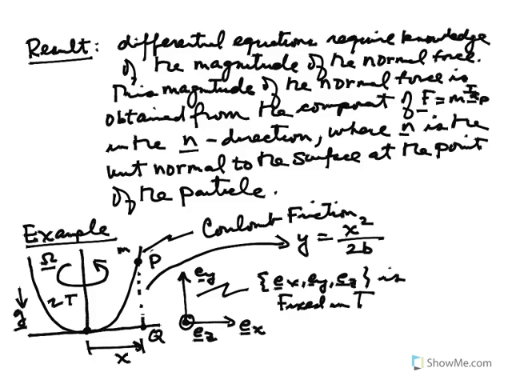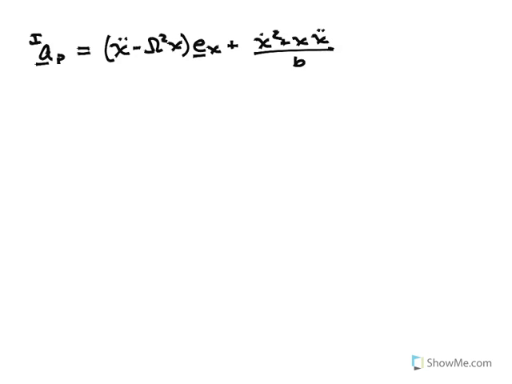So the acceleration, just so that we have it, not that we're really going to use it, of the particle as viewed by an observer in the inertial frame, where the inertial frame was the frame relative to which the parabola rotated, is equal to (x double dot minus omega squared x) times Ex plus ((x dot squared plus x double dot) all divided by b) Ey minus 2 omega x dot Ez.